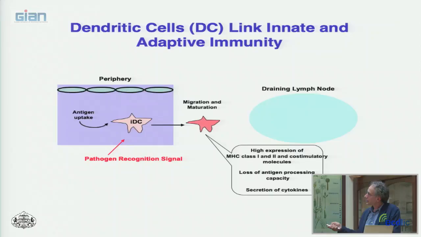And as a result of this signaling, these immature dendritic cells will now begin to mature and migrate from the peripheral tissue into the draining lymph nodes. And the maturation involves an upregulated expression of MHC class 1 and class 2 co-stimulatory molecules.